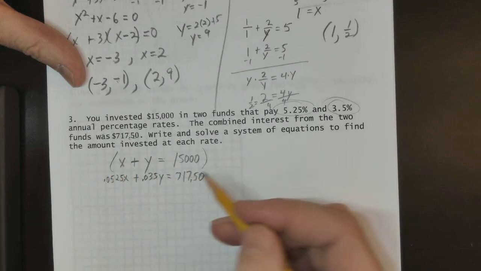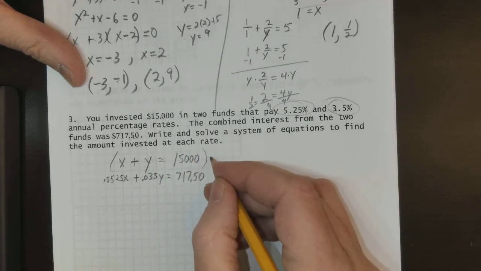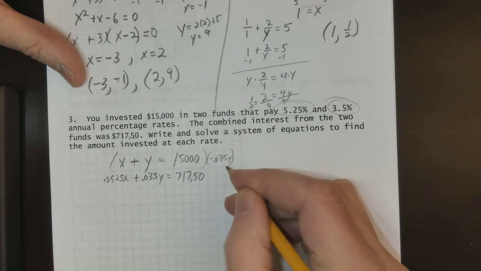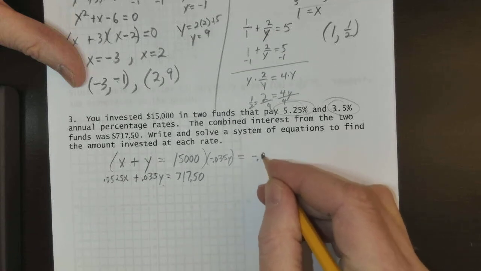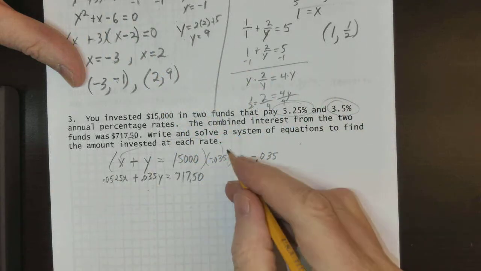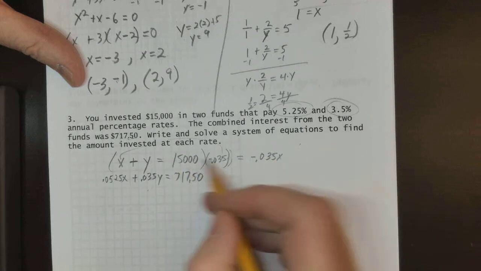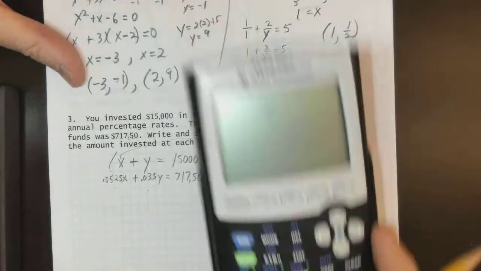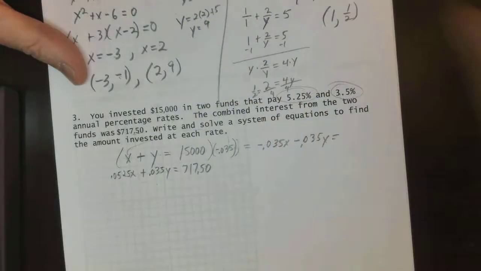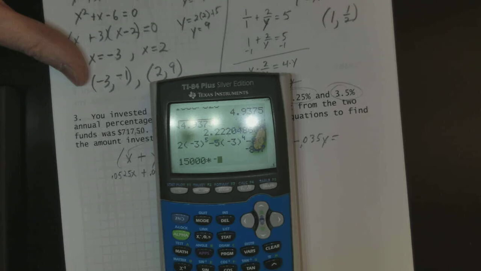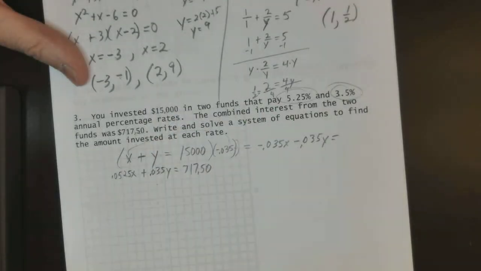So I'm going to multiply this by, I'm going to get the y's to cancel out, negative 0.035. You might have chosen the x's. Negative 0.035x, and then minus 0.035y equals, wrong one, $15,000 times negative 0.035, negative 525.